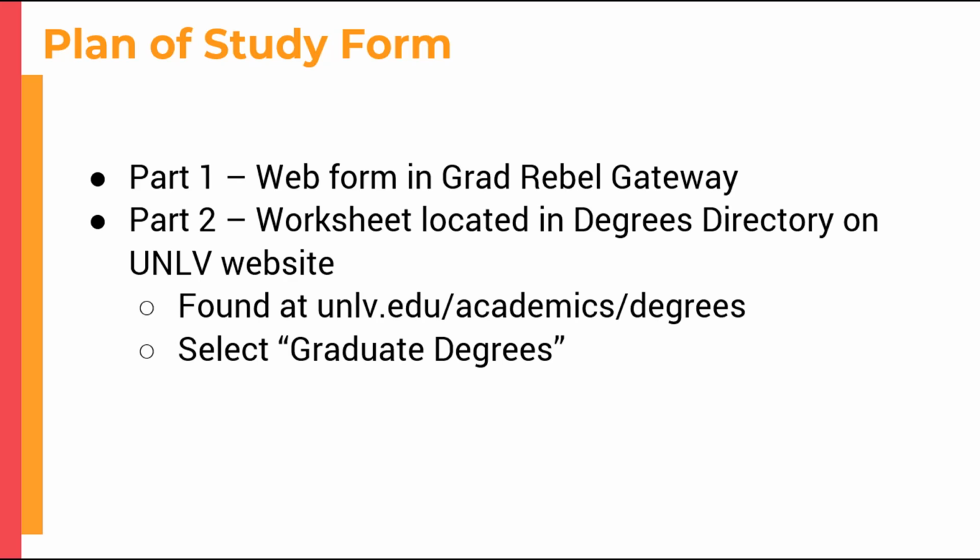As previously mentioned, there are two parts to the plan of study form. The first part is the web form initiated via the GradRebel Gateway, and the Part 2 attachment, available specific to your program, is located on the degrees directory on the UNLV website. You can locate this website at unlv.edu/academics/degrees and then select graduate degrees from the listing available.